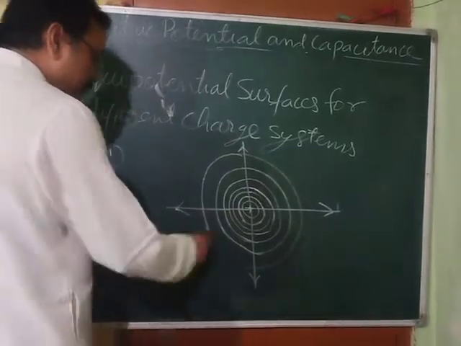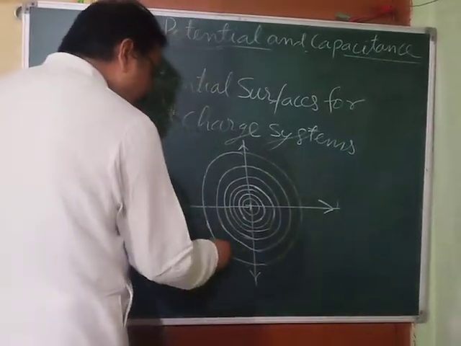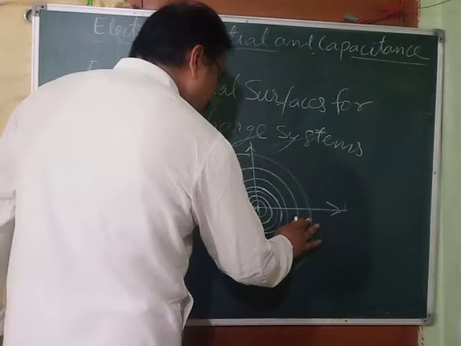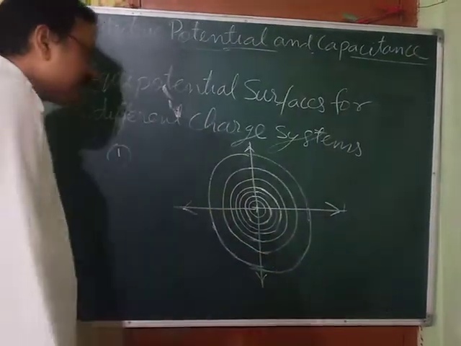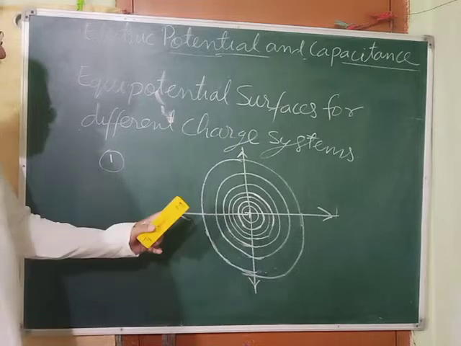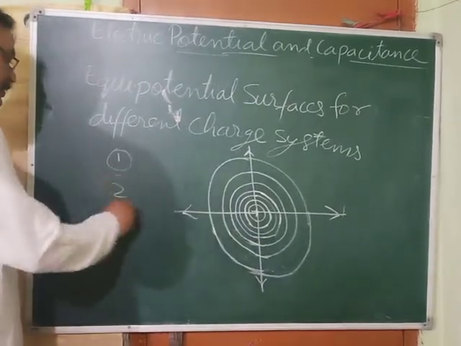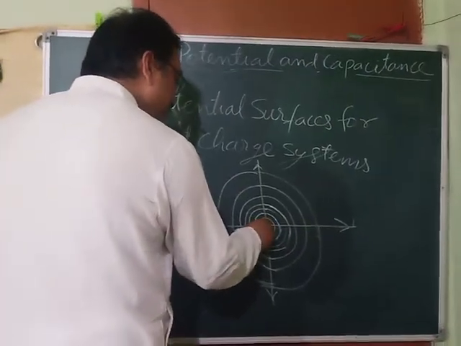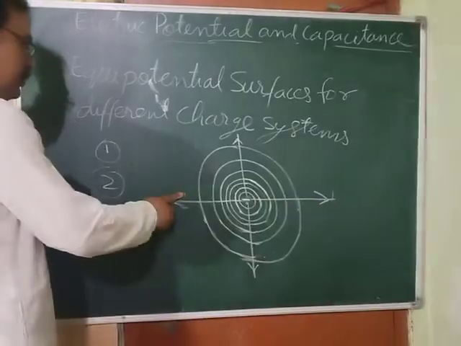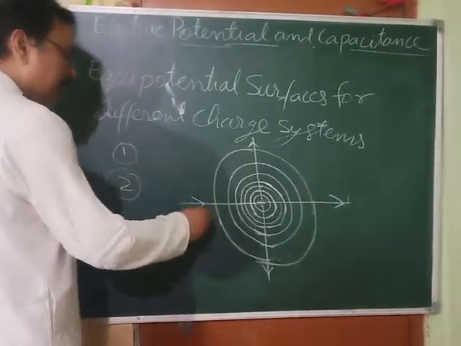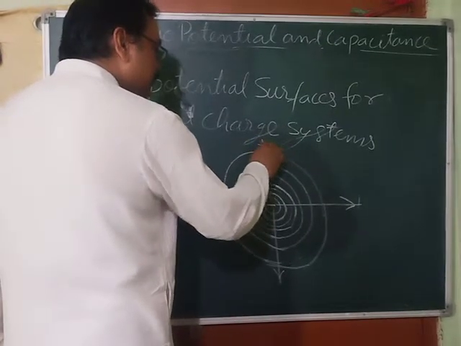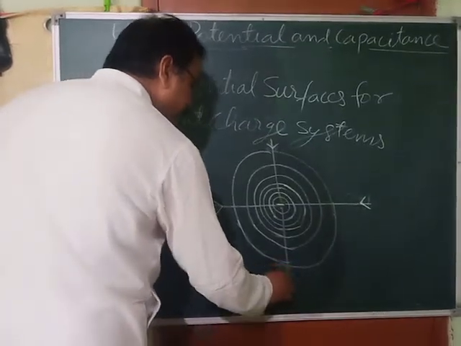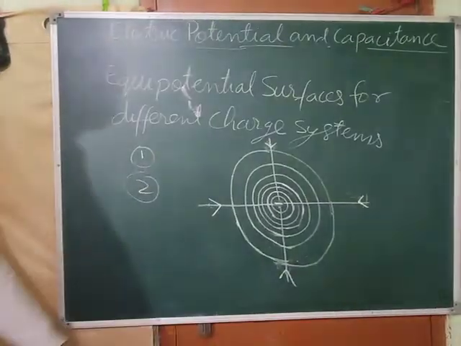Now what about the negative charge? How to draw for a negative charge? See, in case of a negative charge, you have to draw a similar pattern. So second number is for a negative charge. Here, instead of positive, you have to place negative. The pattern of equipotential surfaces will remain the same. Only the direction of electric field lines will change, because we know that electric field lines terminate on the negative charge. They don't come out of it. So this is for a negative charge.